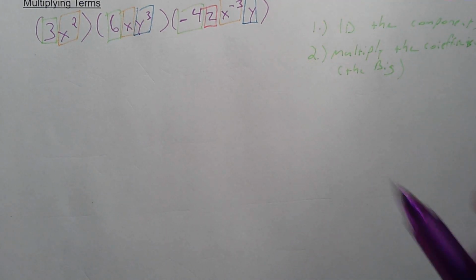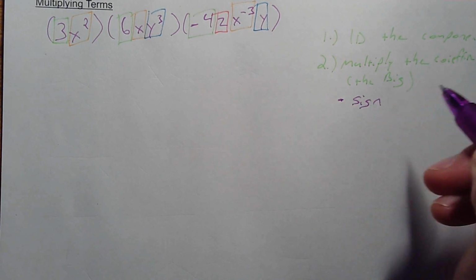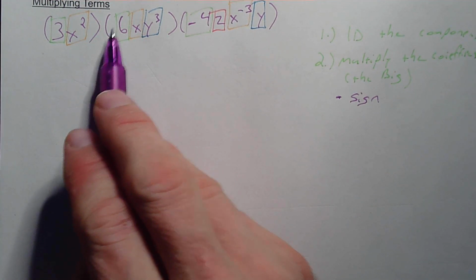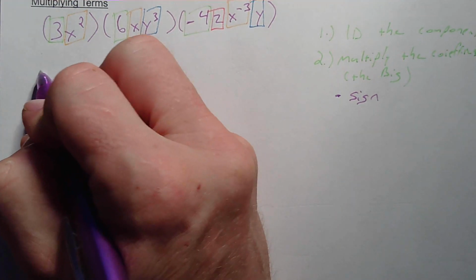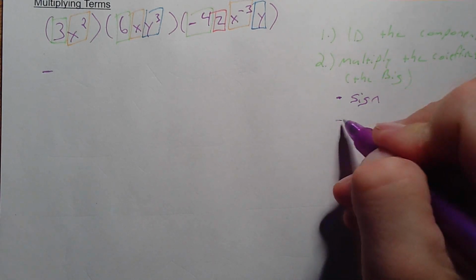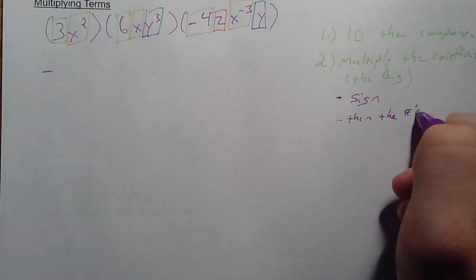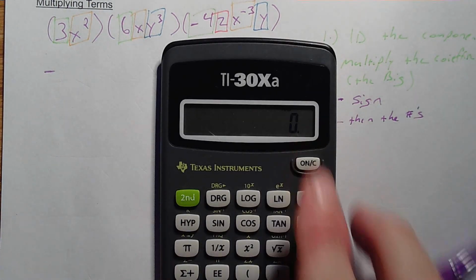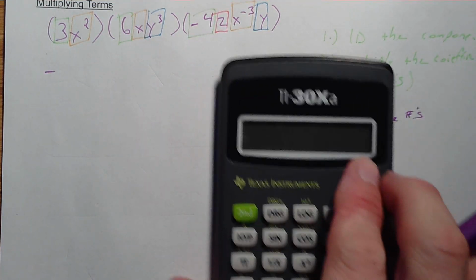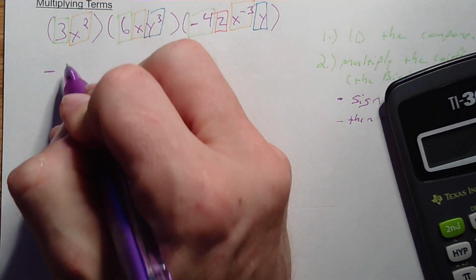All right. So step one, the sign. A positive times a positive is a positive, and a positive times a negative is a negative. Then the numbers. So we know it's going to be negative, positive, negative. It's going to be a negative. Then we do a 3 times a 6 times a 4. It's going to be 72.